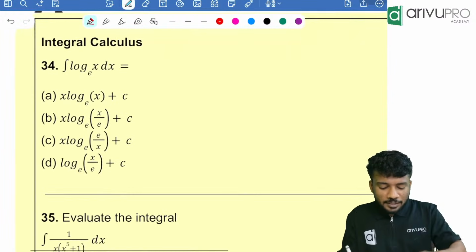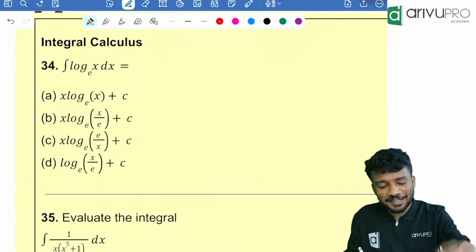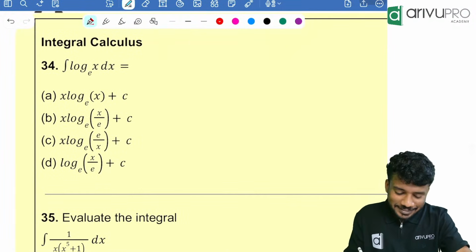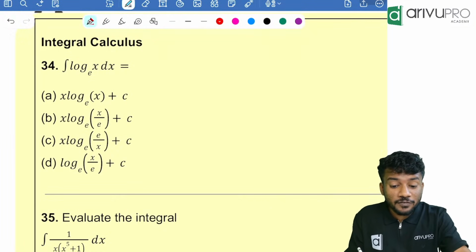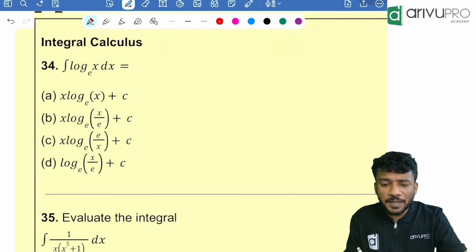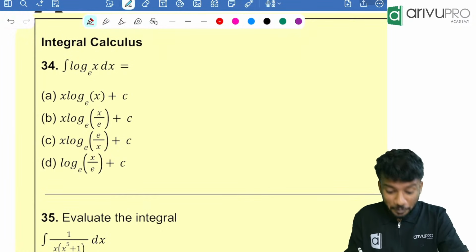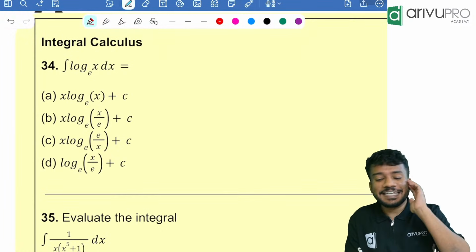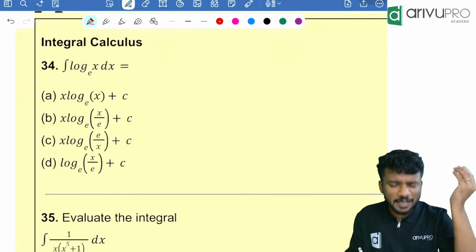Next question, integral. Yes, direct question. They are asking directly the integral of log x. We will solve it using integration by parts. Now we have 12 more questions.